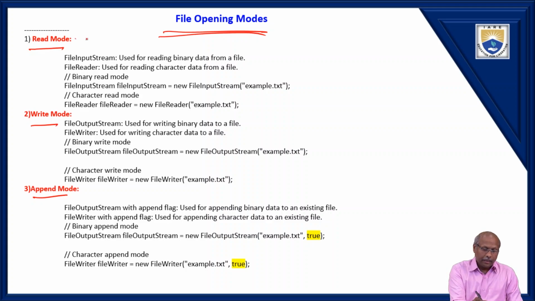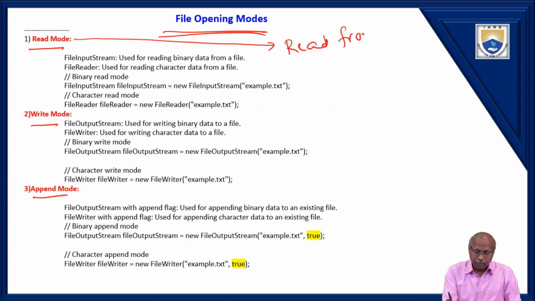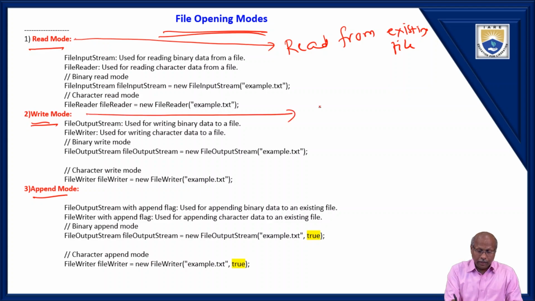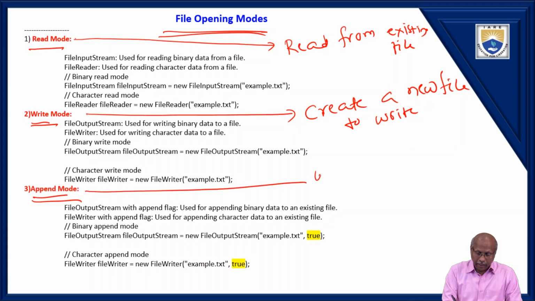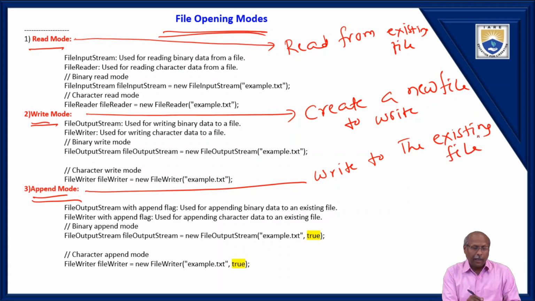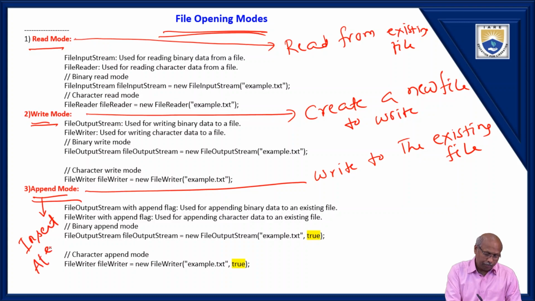So in read mode, you can read from an existing file. If the file already exists, you can read it. Write mode means it will create a new file to write. Append mode means write to the existing file. If the file already exists and you want to write something, then go for append. Append means insert at the end. Insert at end is called append.